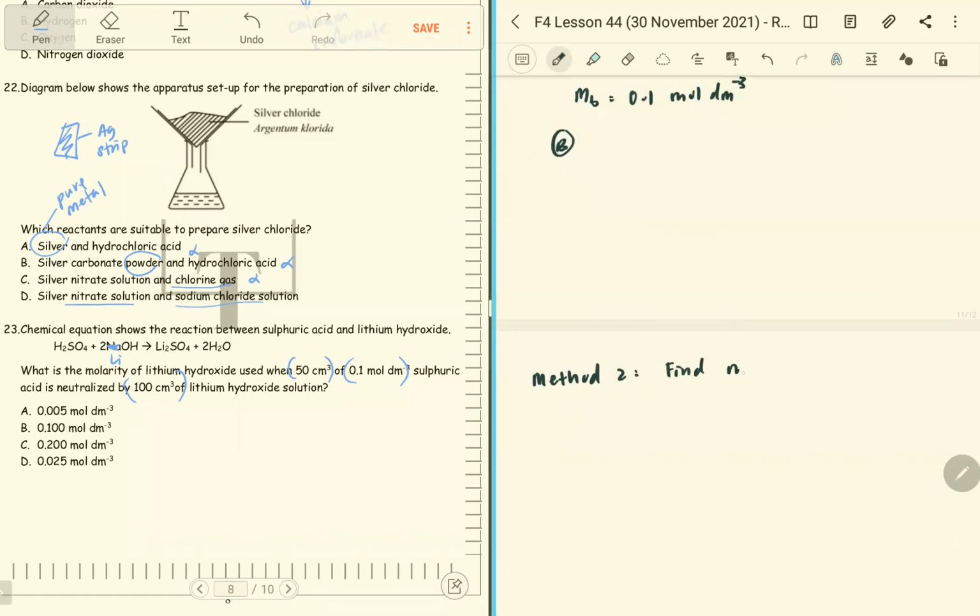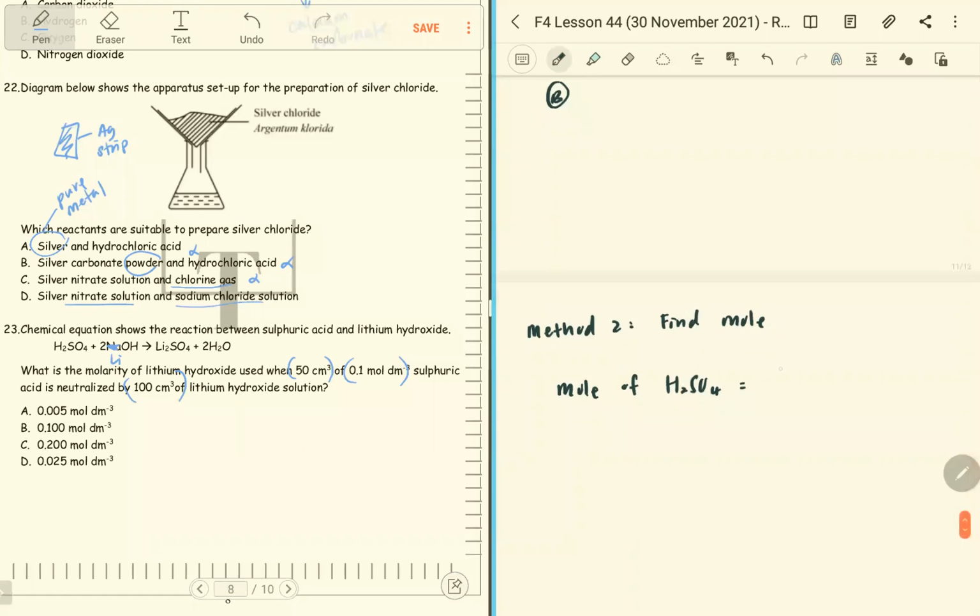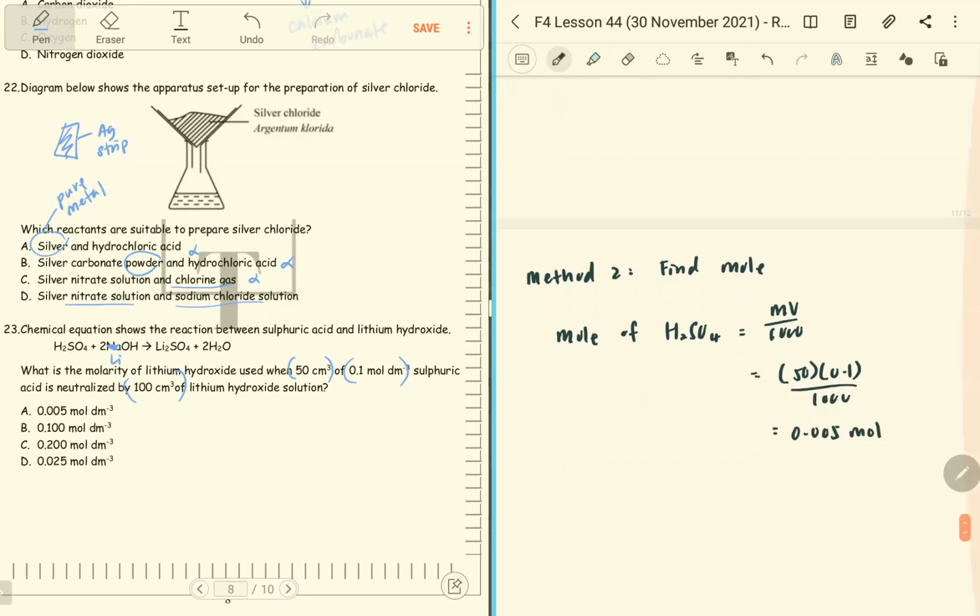So again, what you have, what you want. What you have, you just find the mole. So I have the mole of H2SO4, and we know it is a solution. In this case, we know mole equals MV over 1000. So just put that into your calculator. You get 50 times 0.1 over 1000, and you will get 0.005 mole. And when you have the mole of what you have, then you go find the mole of what you want by using the mole ratio.